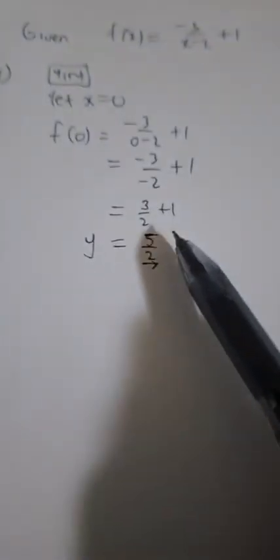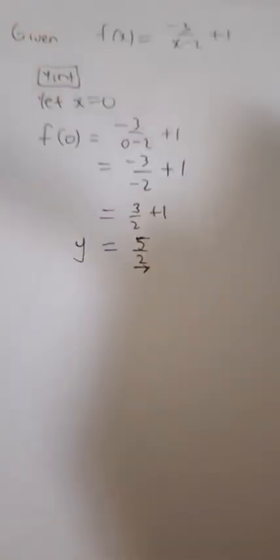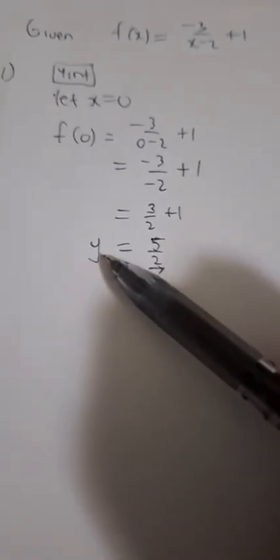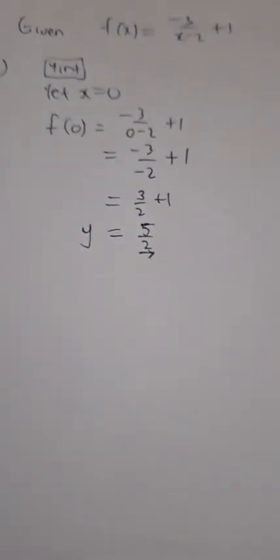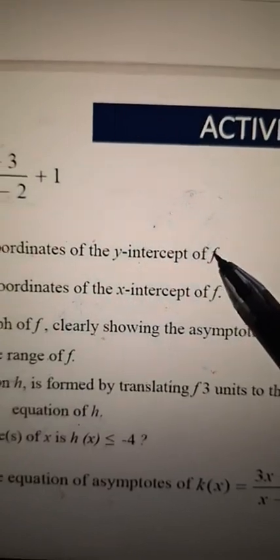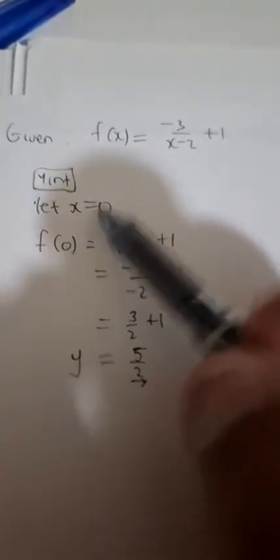Because if they had asked for just the y-intercept, then it would have been okay to leave our answer as y is equal to 5 over 2 and then move on to the next question. But seeing as though they said they want the coordinates of the y-intercept of f, it becomes important for us to actually write down our answer as coordinates. Remember, what did we do? We let x be equal to 0.